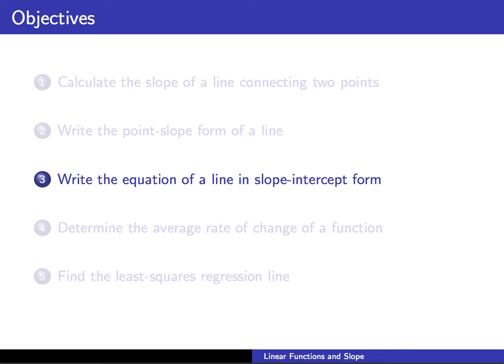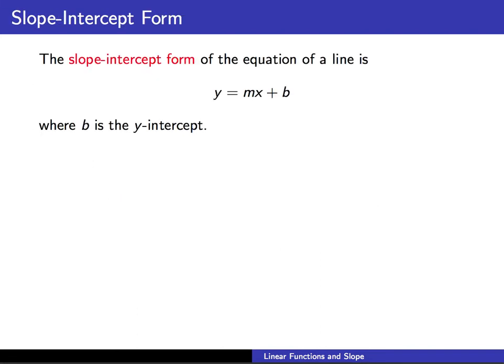In this video, we're going to take a look at writing the equation of a line in slope-intercept form, also known as y equals mx plus b form. So the slope-intercept form of the equation of a line is given as y equals mx plus b, where m is our slope and b is our y-intercept.